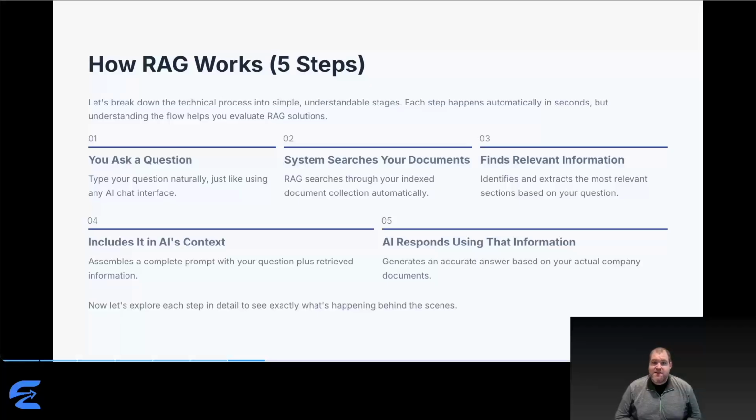Step 2, the system searches your document collection. It's not searching the entire internet. It's searching your specific documents that you've loaded into the system. Step 3, it finds and extracts relevant information, not entire documents, but the specific sections that matter for your question. Step 4, it assembles a complete prompt: your original question plus the retrieved information plus instructions for the AI. Step 5, the AI responds using that complete context. It generates an answer based on both its language understanding and your specific company information. Let's walk through each step in detail so you can see what's actually happening.